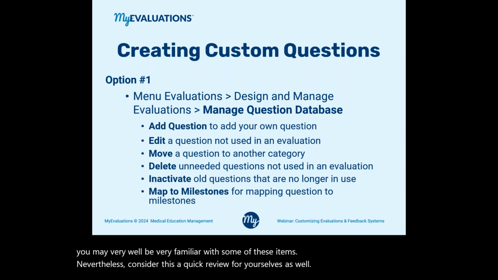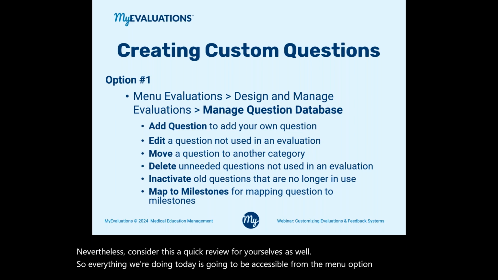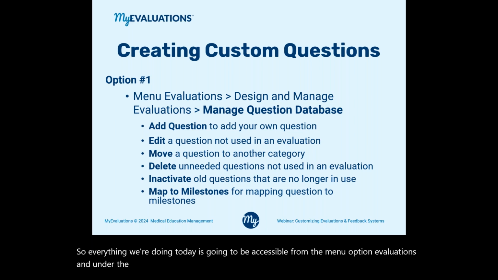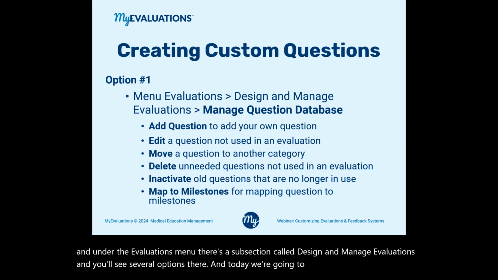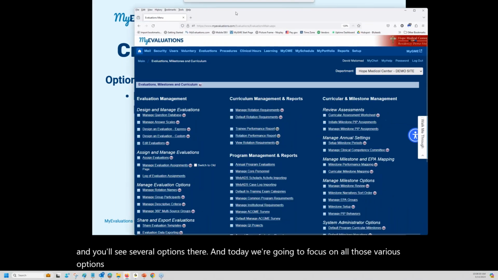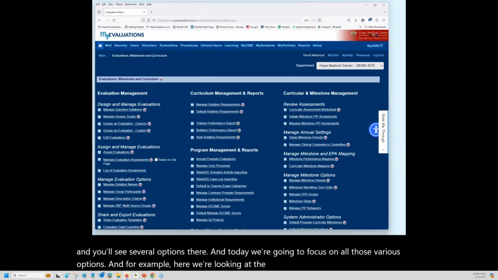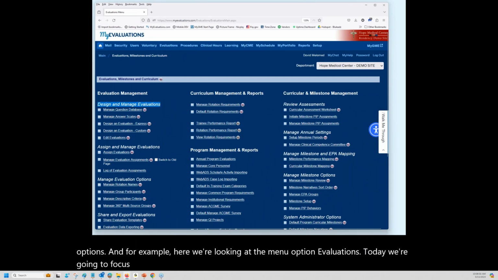So everything we're doing today is going to be accessible from the menu option Evaluations. And under the Evaluations menu, there's a subsection called Design and Manage Evaluations. And you'll see several options there. And today we're going to focus on all those various options. And for example, here we're looking at the menu option evaluations. Today we're going to focus on design and manage evaluation section. So you can see that's what I'm focusing on.